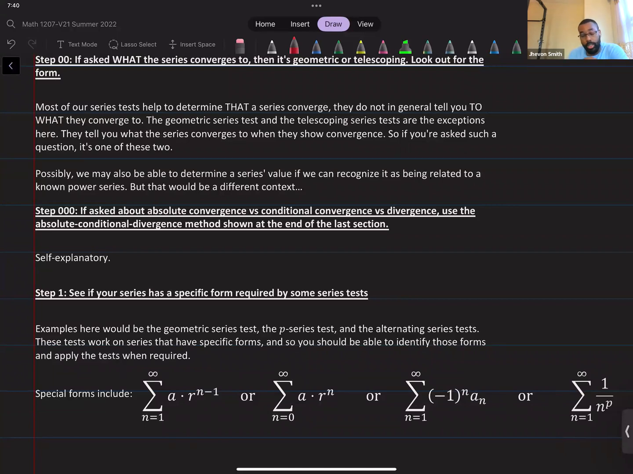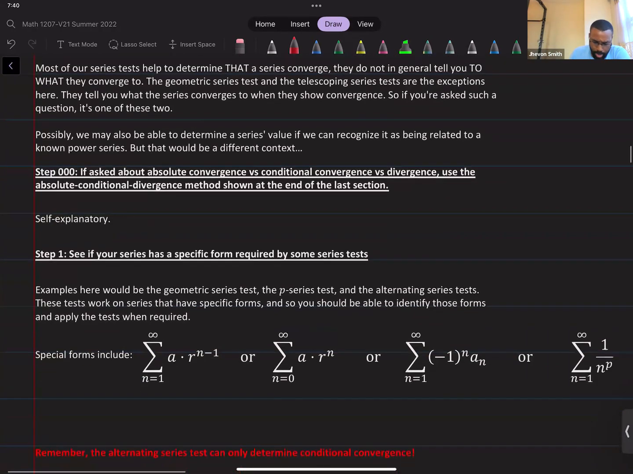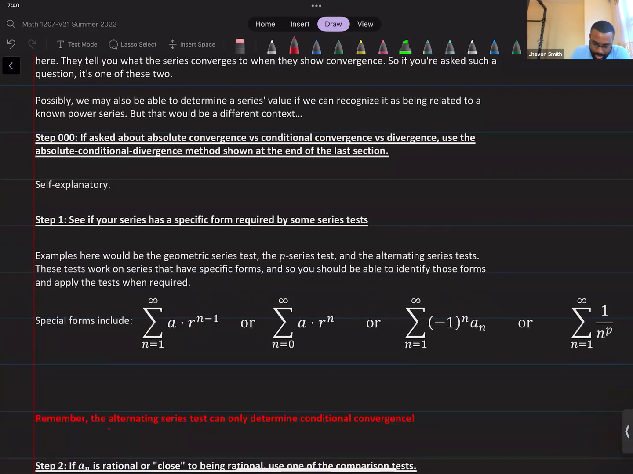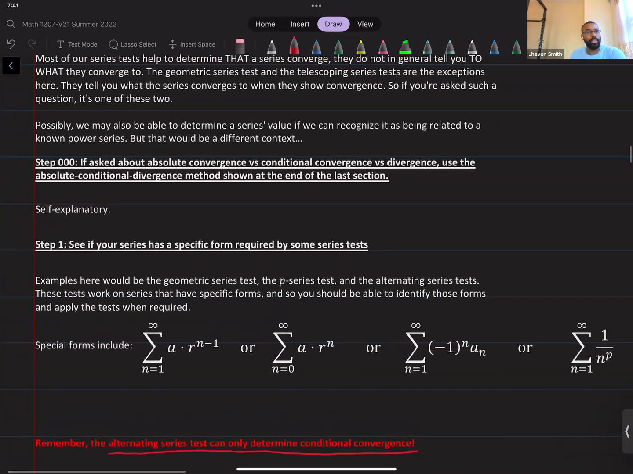So again, there are certain types of series where I gave you specific names for them. You need to know those series because they're ones that you'll be looking for specifically. So I told you about a geometric series, a harmonic series, a P series, an alternating series. These are types of series that have names, but they also have forms that coincide with them. So you should know these special forms, right? Also remember, the alternating series test can only determine conditional convergence. So it cannot determine absolute convergence. Make sure you don't use that to talk about absolute convergence.